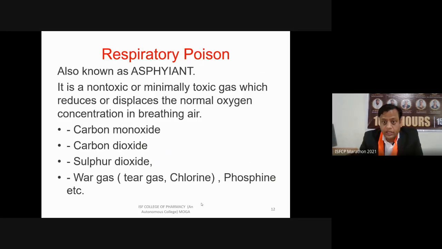So when the normal oxygen concentration depletes in the air and in our body, that may produce different hazardous effects. So these agents include carbon monoxide, carbon dioxide, sulfur dioxide, and war gases like chlorine, tear gas, phosphine. So these are all included under respiratory poison.